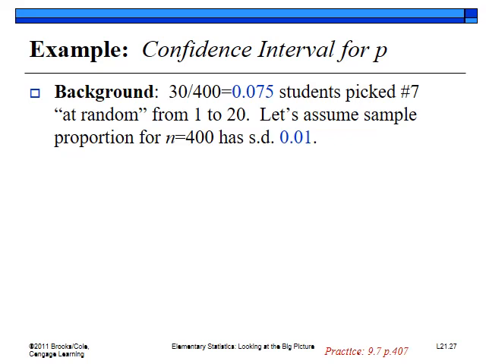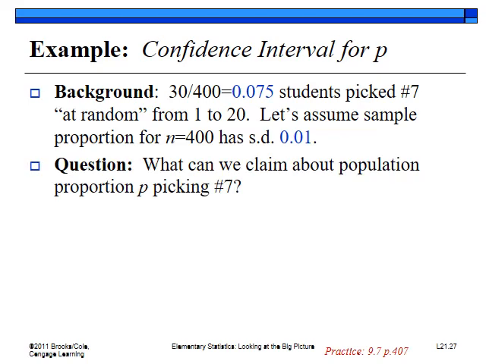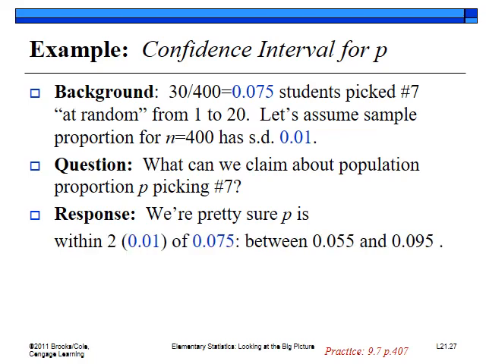So, let's say in our sample of 400, we actually saw 30 that picked number 7 as their random number from 1 to 20. If we assume that the sample proportion for n equals 400 has standard deviation 0.01, what can we say about the population proportion who picked number 7? Well, we'll say that it's probably within 2 standard deviations of the observed value. So that would place it between 0.055 and 0.095.